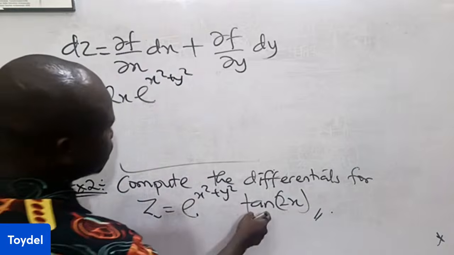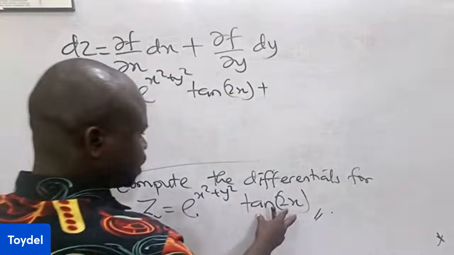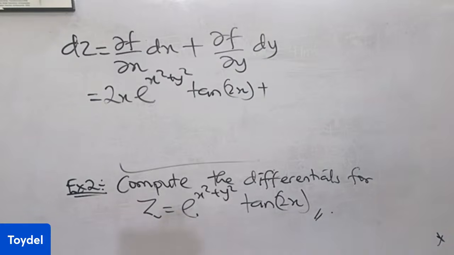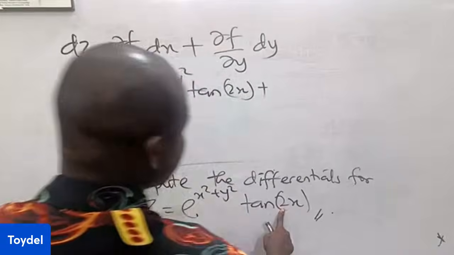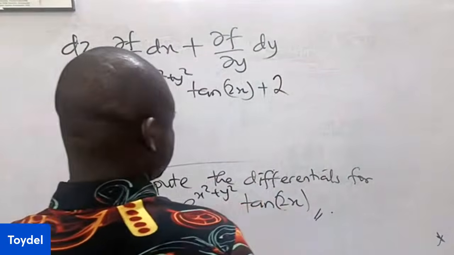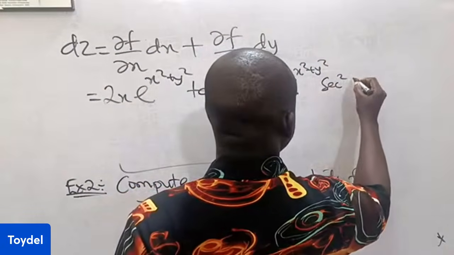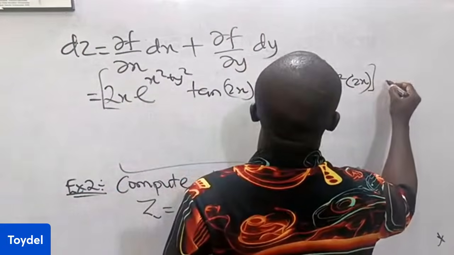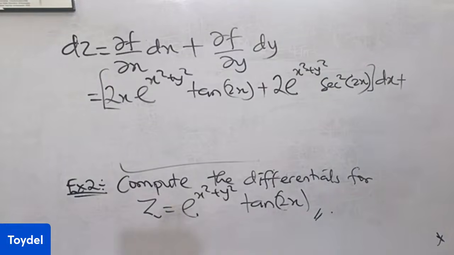I've differentiated this. I'll pick tan 2x. Then plus, I will not differentiate this one; I pick this. The differentiation of tan is sec squared, but here we have 2x. So when we use function of a function, at the end of the day we are going to have 2 times exponential of x squared plus y squared times sec squared 2x. That's what we are going to get. So everything that we have here is the partial derivative of f with respect to x, dx. We have done one part.